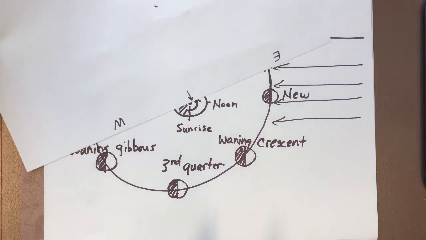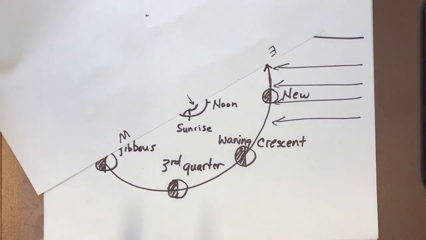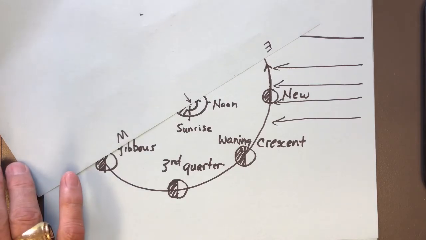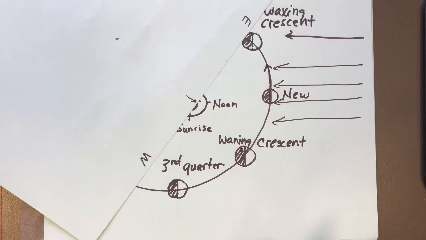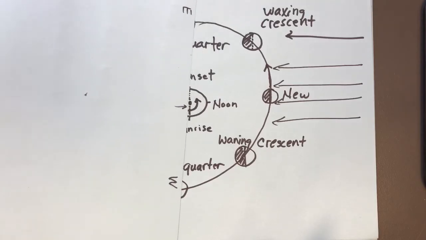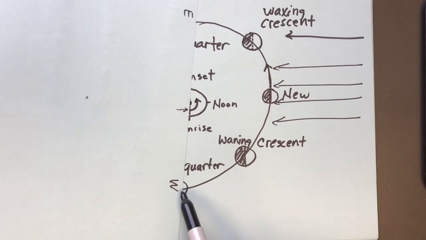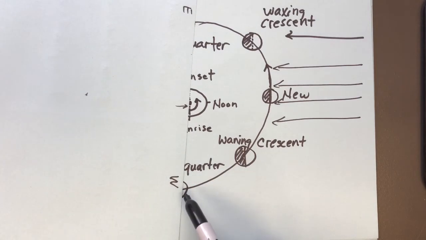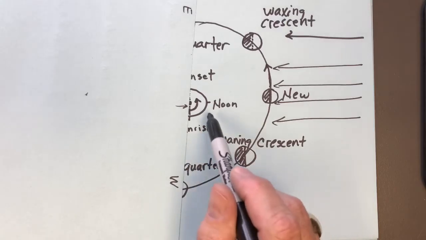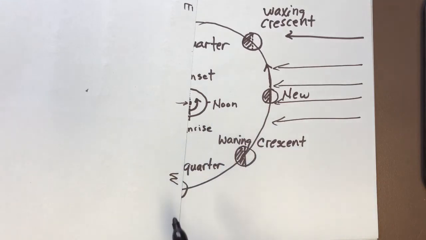Bring it on around. That's probably about 9 o'clock in the morning. Bring it on around. Okay, look at this. At noon, the third quarter moon is setting over here on the western horizon. So if the question were, what time of day does the third quarter moon set? The answer would be, what? Noon. Noon is the time.